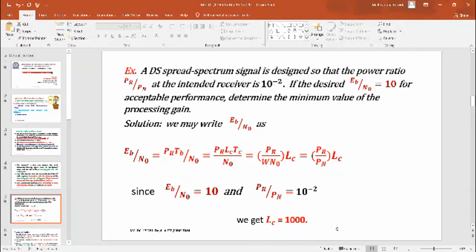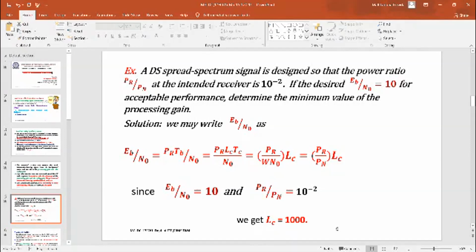That is the average noise power in the bandwidth of the direct sequence spread spectrum signal. So I can replace W into N naught by Pn. So PR by Pn into LC. Here all the values are given. Eb by N naught is given, PR by Pn is given. So I can find out the value of LC, that is the processing gain.